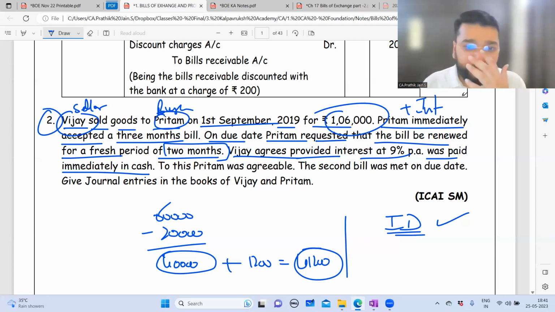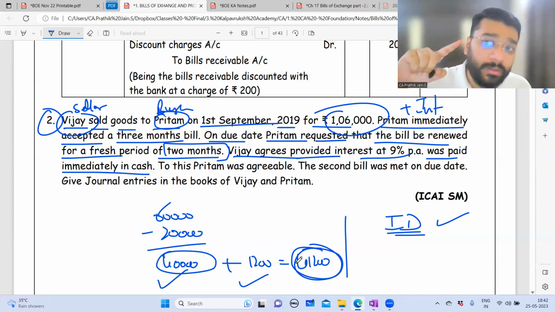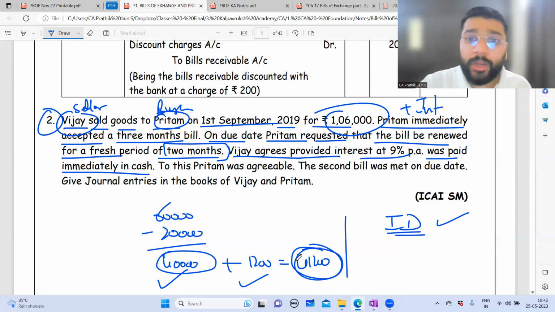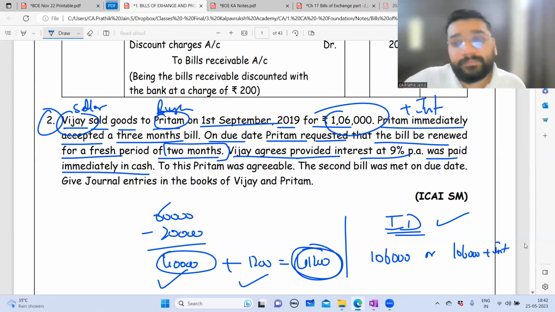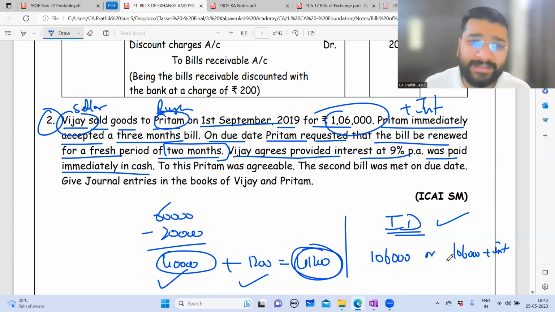I repeat my question one more time. In the previous question, when you recreated a bill, you created the bill for the balance value plus interest. The bill was created for the original principal as well as for the interest. Now in this question, will you create the bill only for 1,06,000 rupees or for 1,06,000 plus interest? Only 1,06,000. The voice is very dull, no confidence. Only 1,06,000 is what Navya says. Others? Yes, sir. Only 1,06,000.